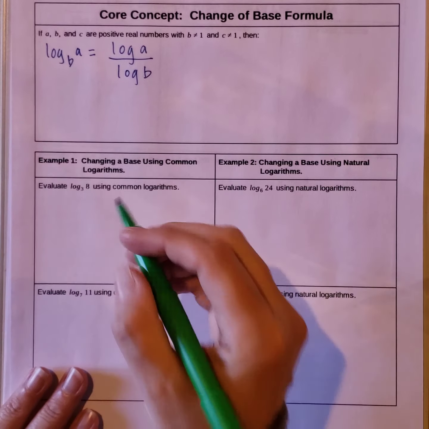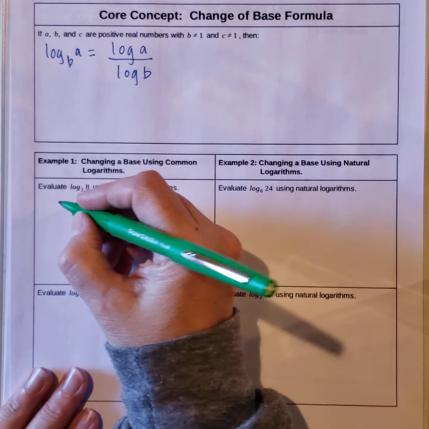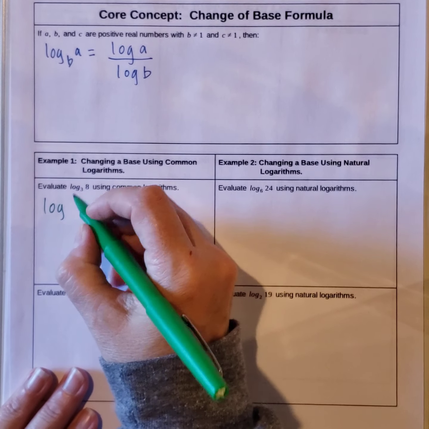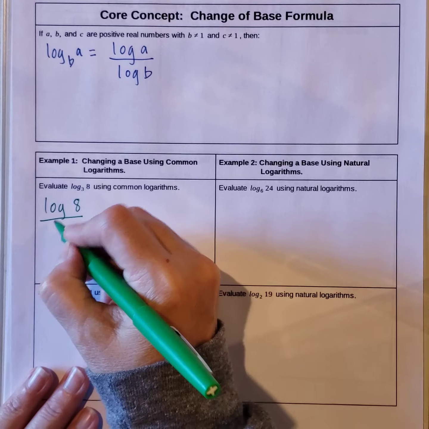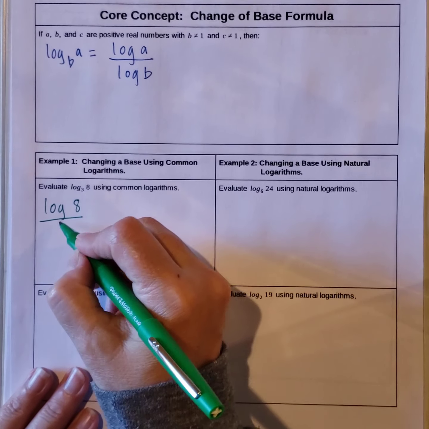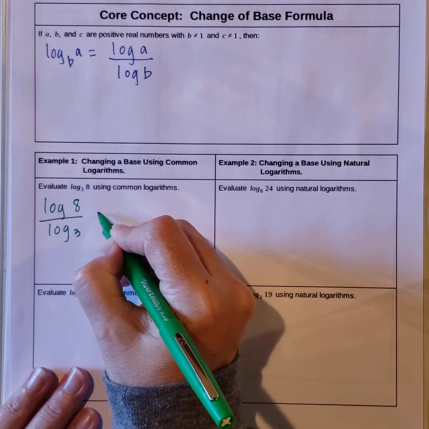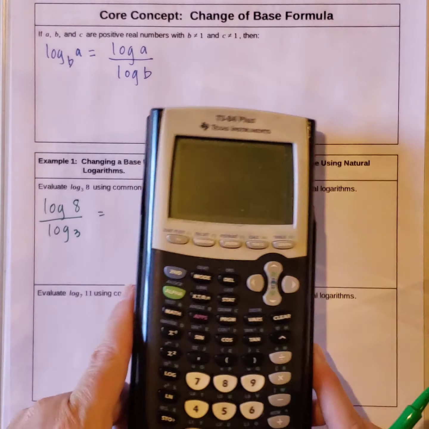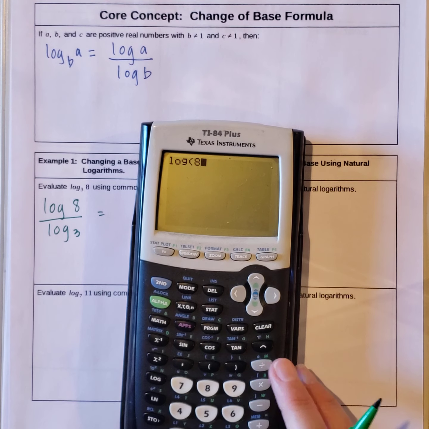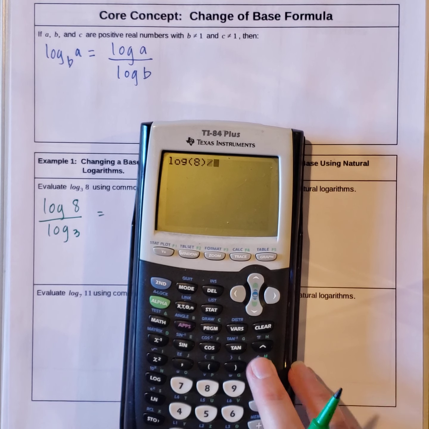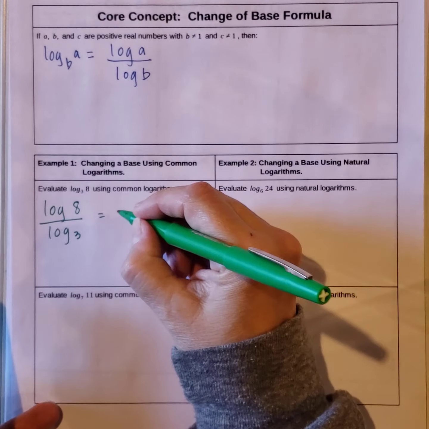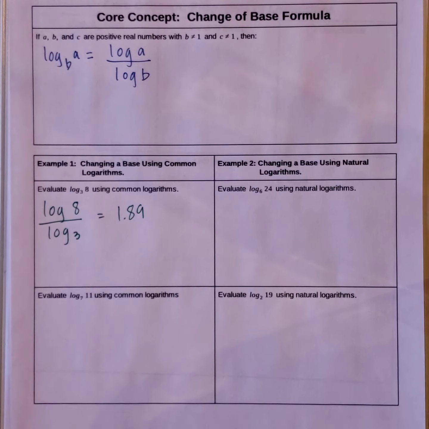So what we do is, using this, we use the log of 8 and divide it by the log of 3, which gives us log of 8, close your parentheses, divided by log of 3, close your parentheses, and it gives us 1.89 approximately. So what does that mean?